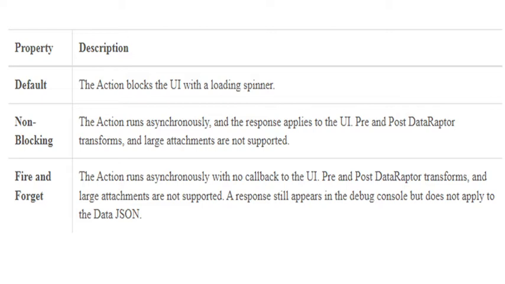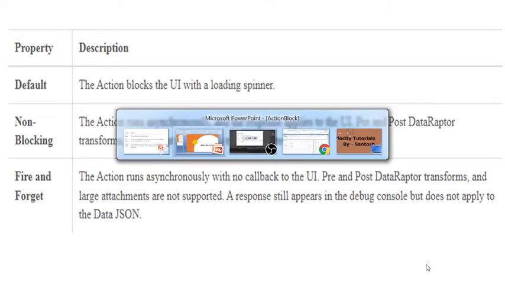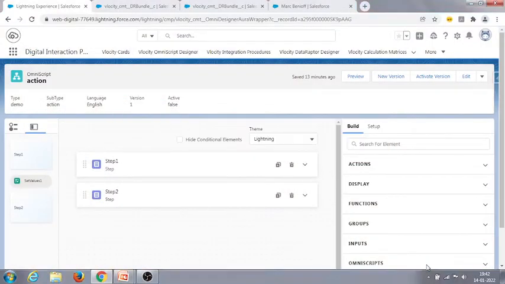Coming to non-blocking, it will run the action asynchronously and the response will be returned to the Omni script. And fire and forget is purely asynchronous, and when it executes the actions, it won't return any response from the action elements. Now let's see how we are going to do it in the org.